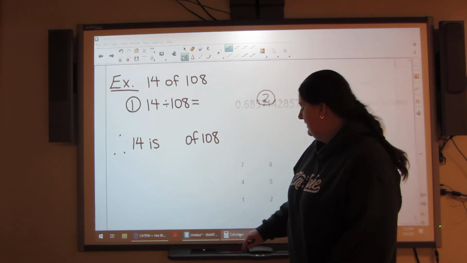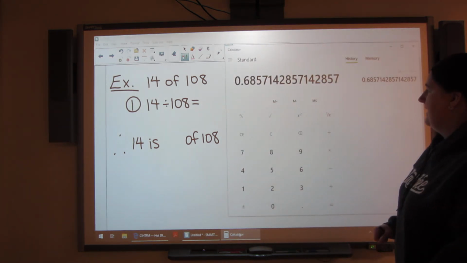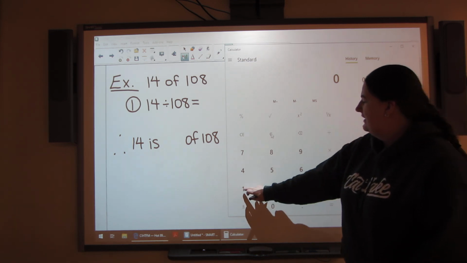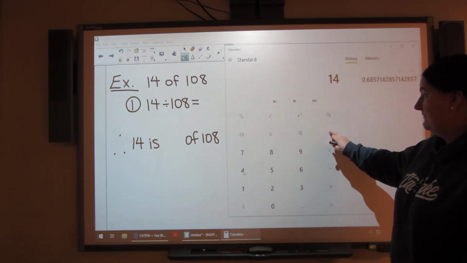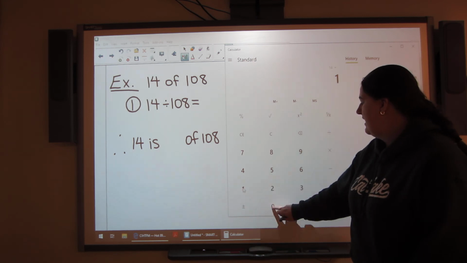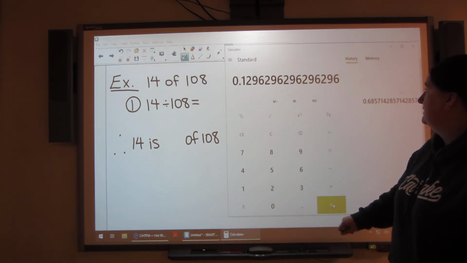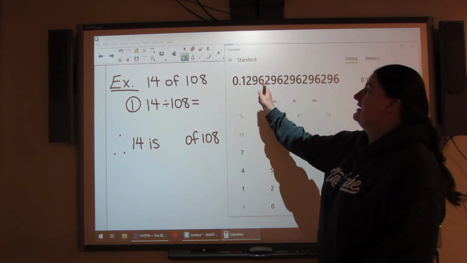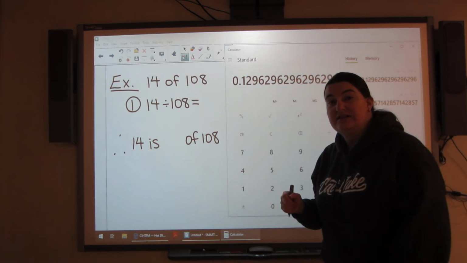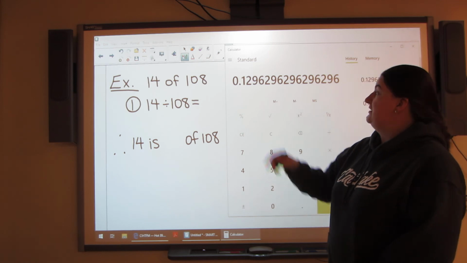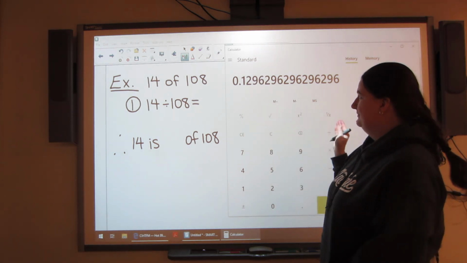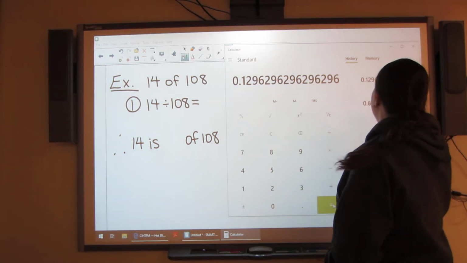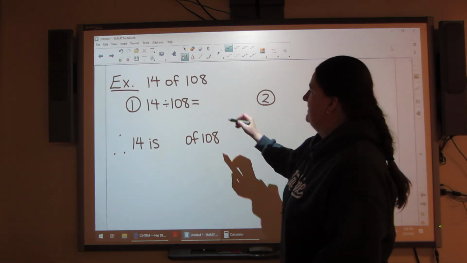Get out your trusty calculator again. Get rid of whatever your answer was before. So 14 divided by 108 equals, again, a nice big long number. Remember, you really only need the first 2 digits after the decimal because you don't need to write down the whole thing. So I have 0.12 or 12 hundredths. So that is what I'm going to write down.